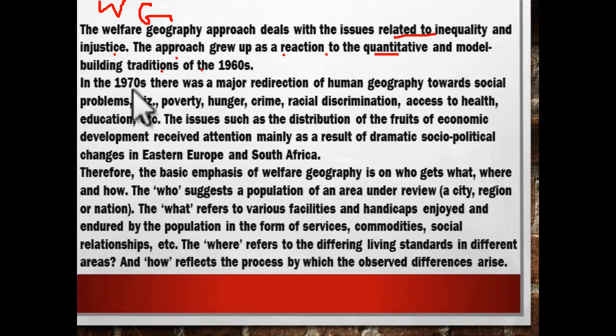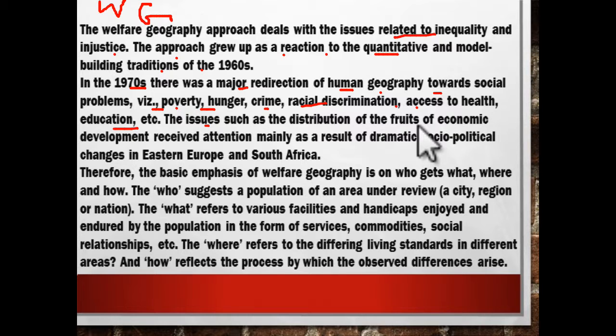In the 1970s, there was a major redirection of human geography towards social problems. In the 1970s, poverty, hunger, crime, racial discrimination were very high at that time. Access to health, education.